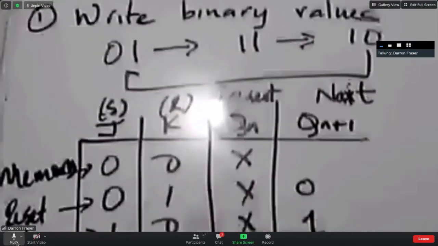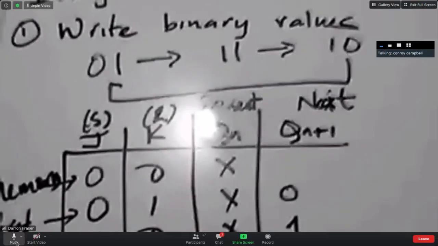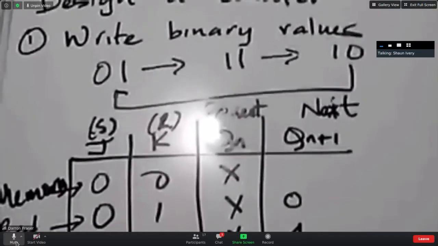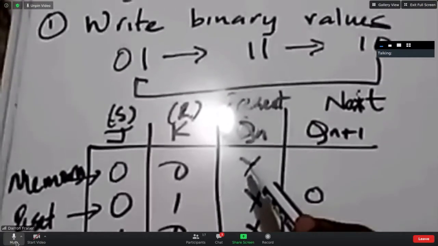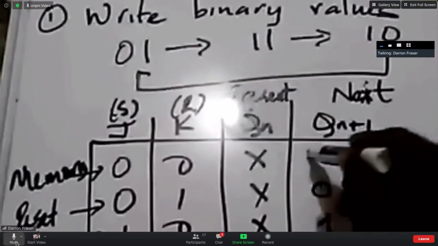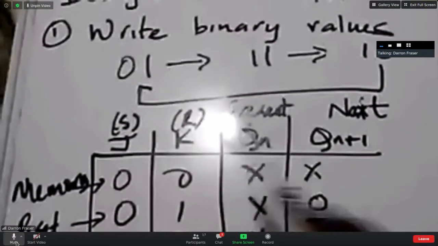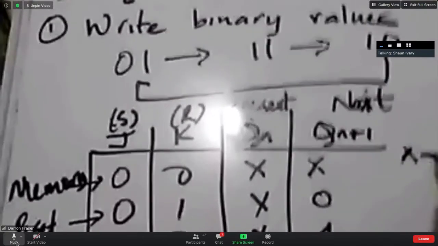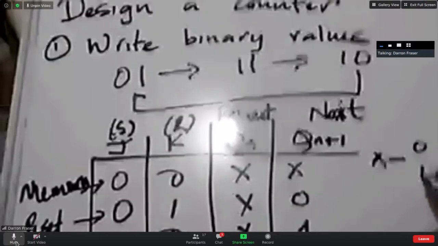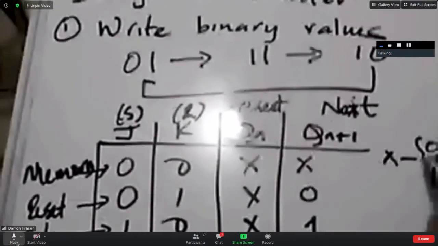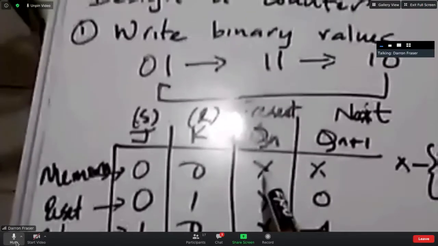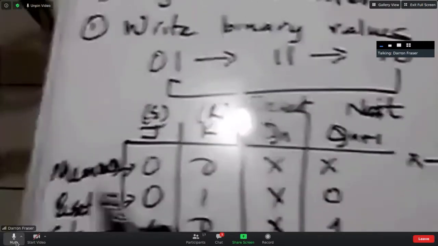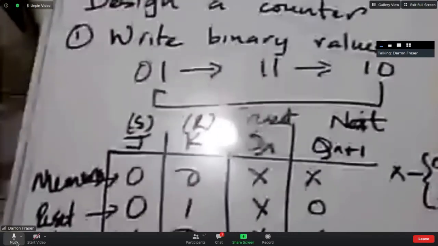Whatever it's set to. Whatever it is, it's going to remain that. Remember, X means 0 or 1, so you don't care. They call it the don't care condition. So whatever it is, whether it is 0 or 1, it remains at 0 or 1. That's memory. Whatever it is, you retain the value. Reset, it goes to 0. Set, it goes to 1.